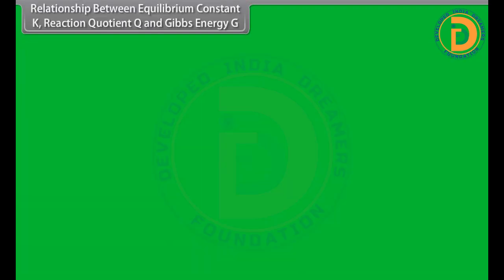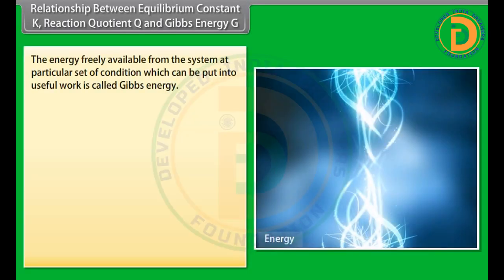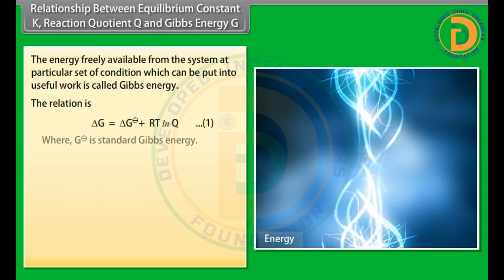Relationship between equilibrium constant K, reaction quotient Q and Gibbs energy G. The energy freely available from the system at particular set of conditions which can be put into useful work is called Gibbs energy. The relation is, name it as equation 1, where it represents standard Gibbs energy.